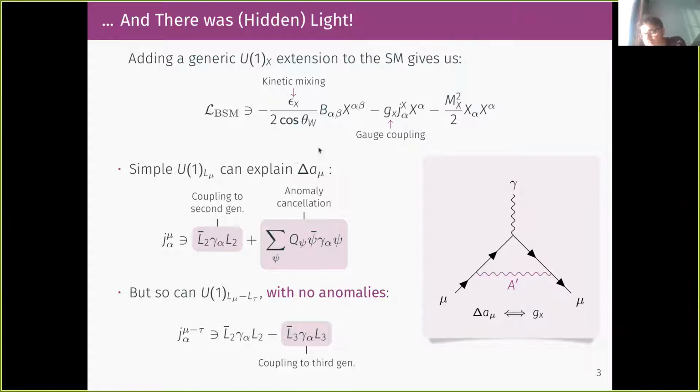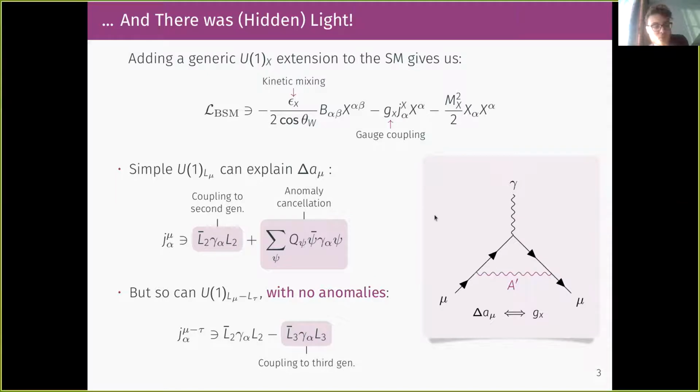And this A prime, which should obviously couple to muons if you want to explain the muon anomalous magnetic moment, will have this vertex here that will contribute to that correction. And that correction, the delta a_mu, is going to be controlled by the gauge coupling g.